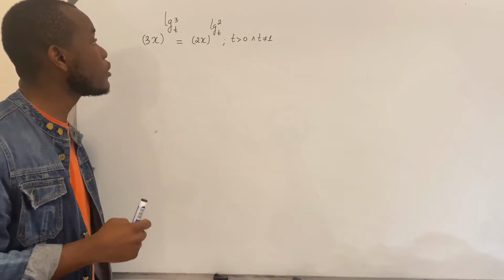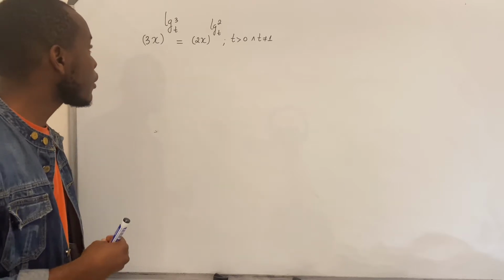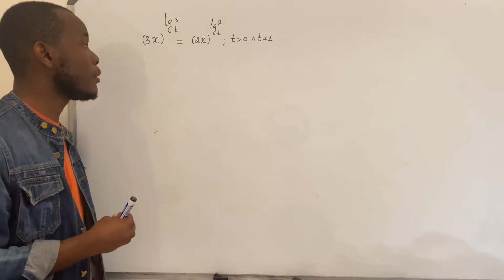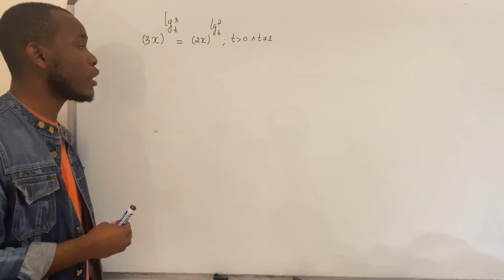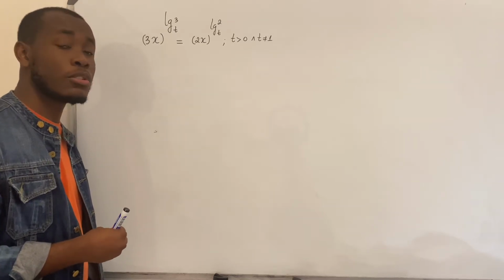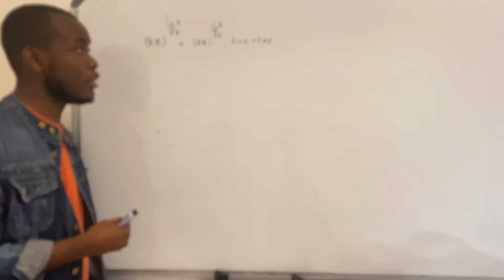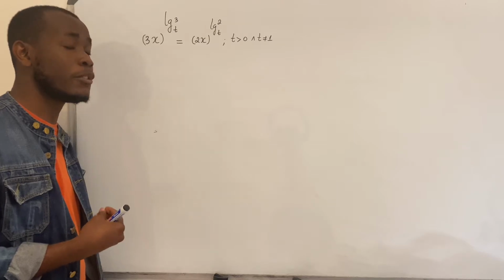So today we have this exponential logarithm problem to solve. We are given (3x) to the power log of 3 to the base t equal to (2x) to the power log of 2 to the base t. They specify the condition of t. They say t is a positive number except 1. In other words, t is greater than 0 but different than 1.